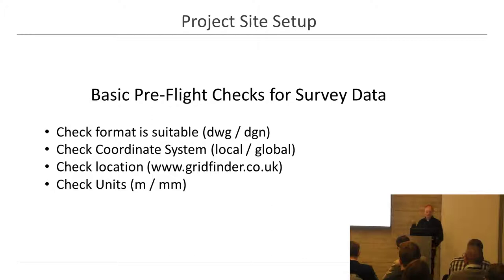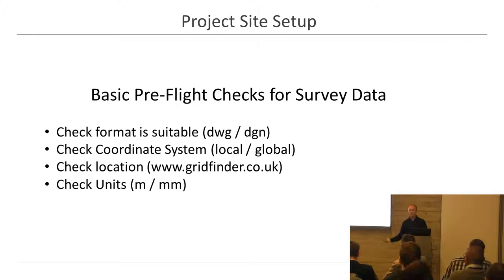Check that the location is correct. So while you've got your survey in and it looks like it's global coordinates, stick them into a website like GridFinder, Eastings and Northings, and that will show you on the map exactly where it is. So if you're supposed to be doing a project in Manchester and it actually shows up in London, you know there's something not quite right there.